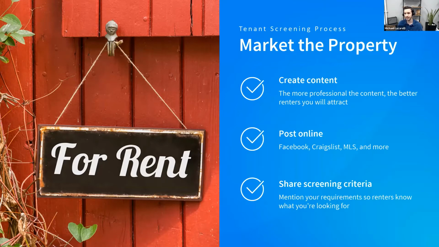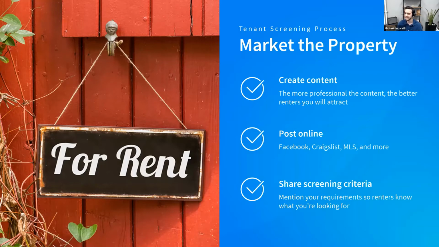Posting the rental online, there's a lot of options here. We've seen a lot on Facebook, actually. People are putting rentals on Facebook. Obviously, Craigslist is an old standby, and a lot of people find it hit or miss, depending who you talk to, but people still post on there, as well as on the MLS and more.